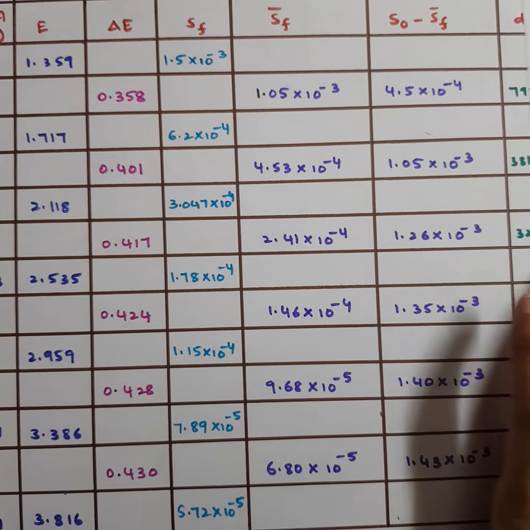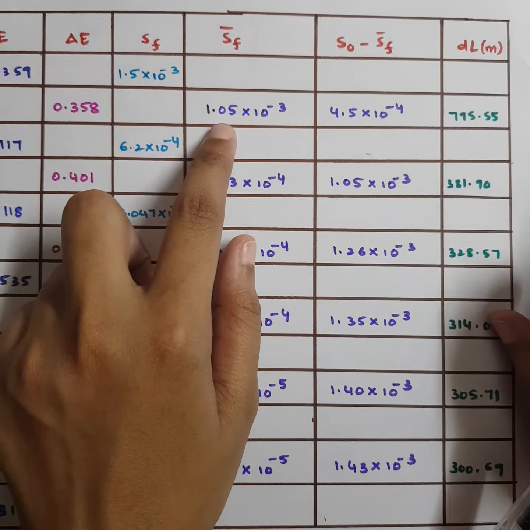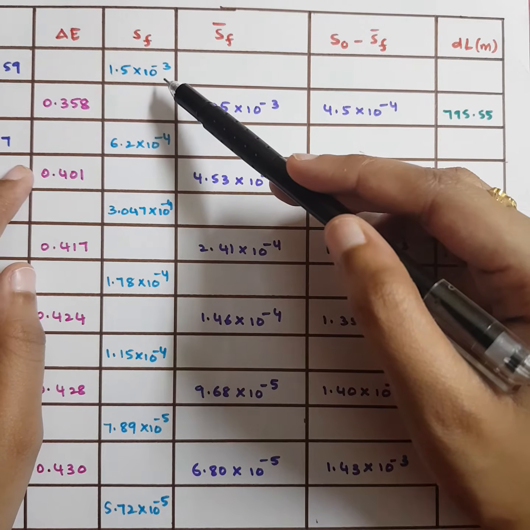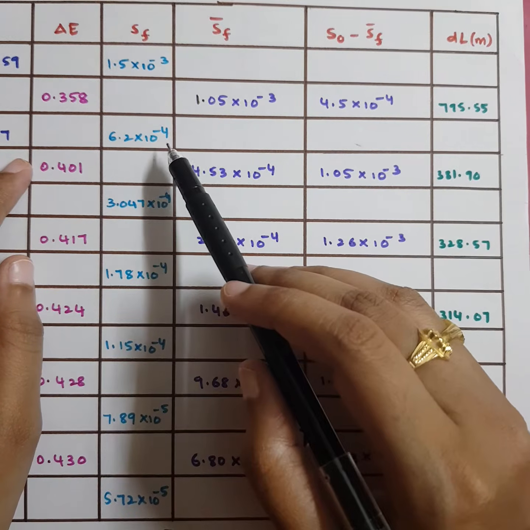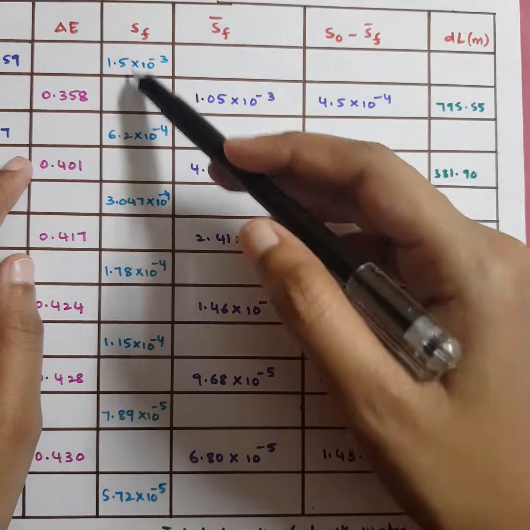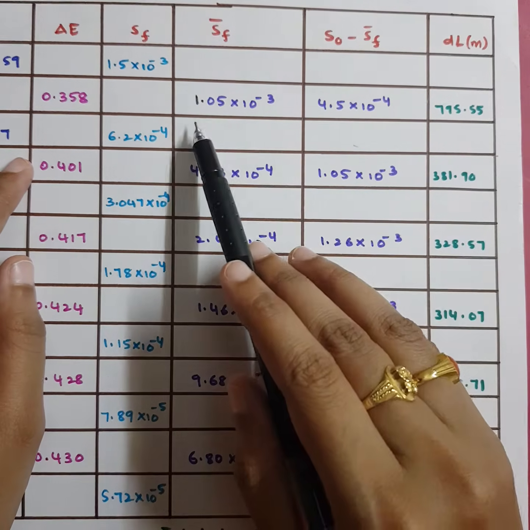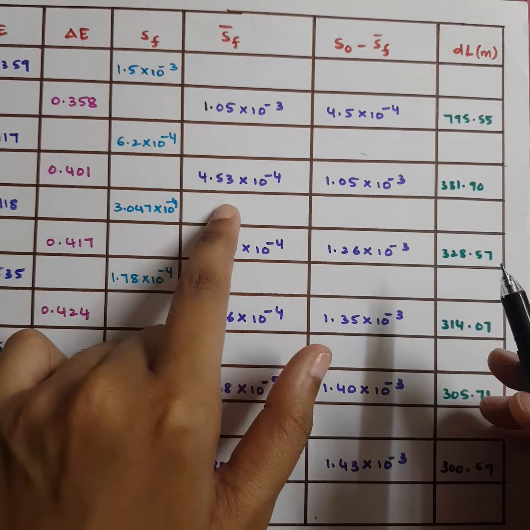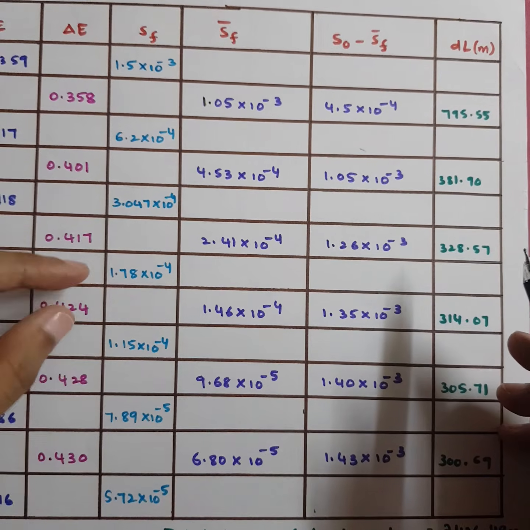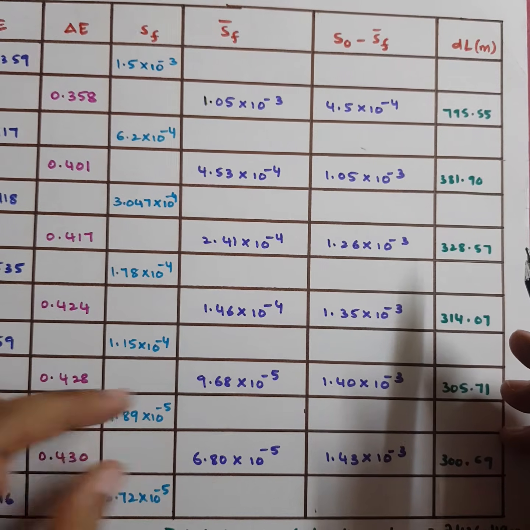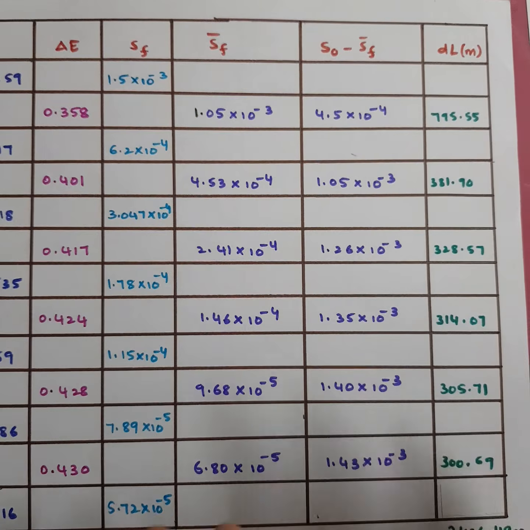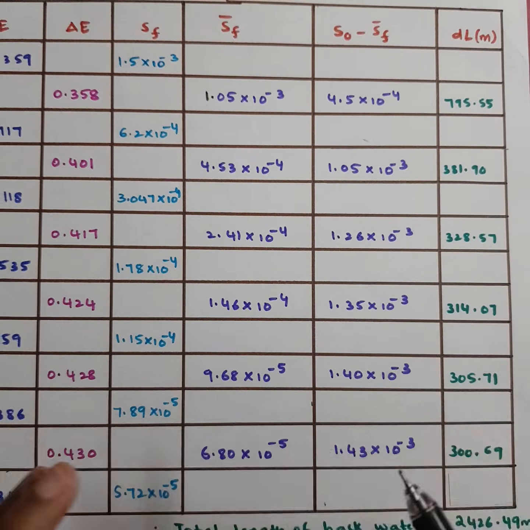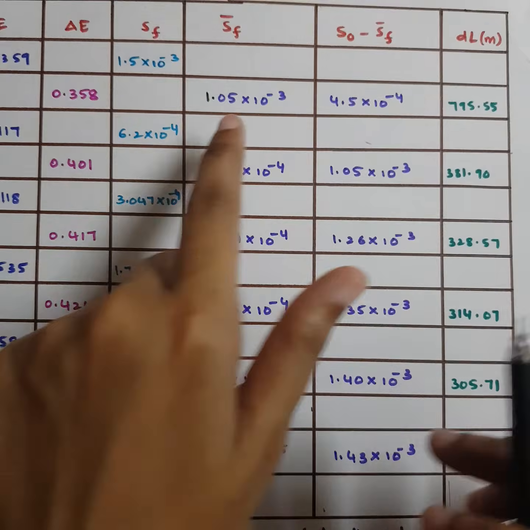Once you are done with the calculation of the SF column, what's our next step? SF bar. What was SF bar? I told you, the average of two SFs. So 1.5 into 10 power minus 3 plus 6.2 into 10 power minus 4, divided by 2. The average of these two readings, which I have written with light blue sketch, will be 1.05 into 10 power minus 3. Similarly, take the average of the next two intervals, and for the last two you'll get it like this. Whenever we are taking averages or subtracting between two intervals, you should write in the middle.